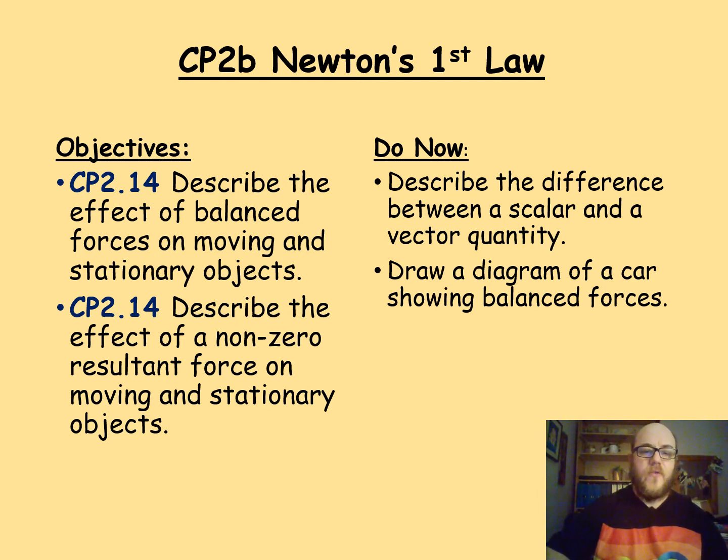So we're going to look at describing the effects of balanced forces on moving and stationary objects. We're going to describe what a non-zero resultant force actually means, and what that means for an object that the resultant force is being acted upon. Right, so the do now for this is going to be another recap of scalar and vector quantities, just to describe the difference between those, and to draw a diagram of a car showing balanced forces. Check out my previous video, CP2a, for information on how to do that.